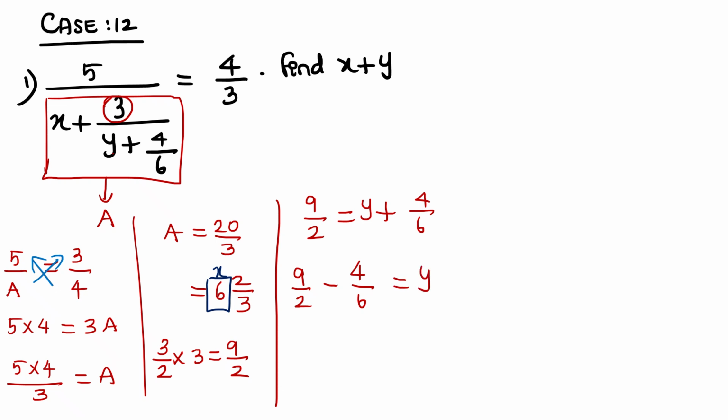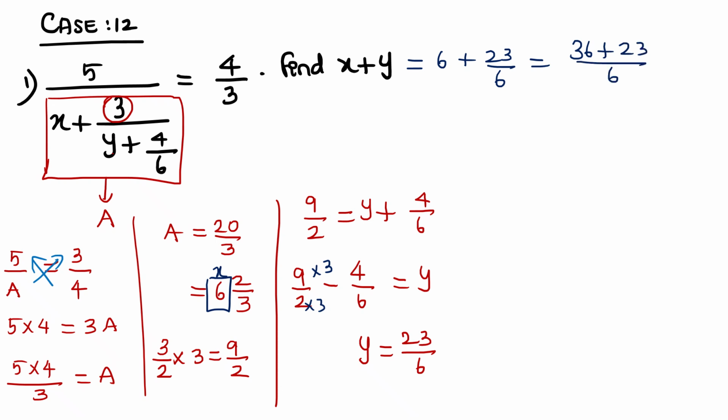Now as I'm taking the LCM and solving, your y will be 23 by 6. Multiplying by 3, you get 27 minus 4, which is 23 over 6. The last step is to find the x plus y value. I'll directly substitute: x value is 6 and y value is 23 upon 6. Taking LCM, 36 plus 23 upon 6 results in 59 upon 6. So this is my answer.